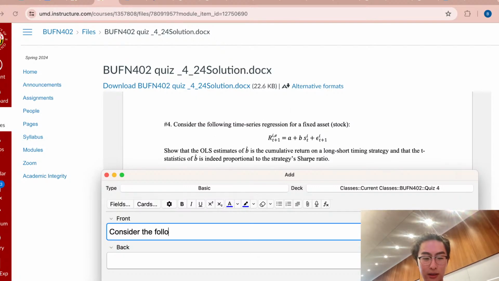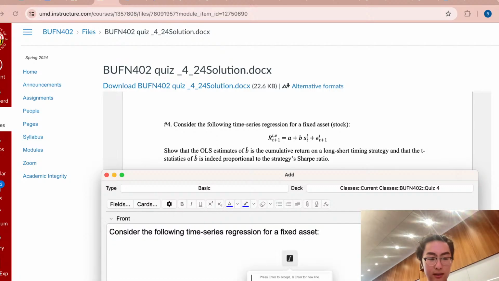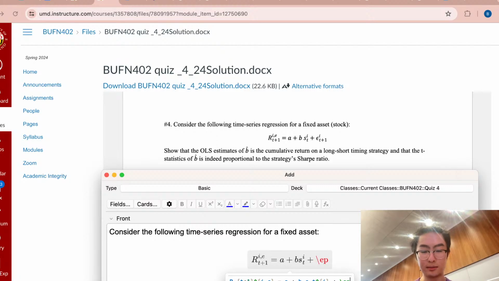Consider the following time series regression for a fixed asset. So we have R of T plus 1 equals, plus B, plus epsilon.